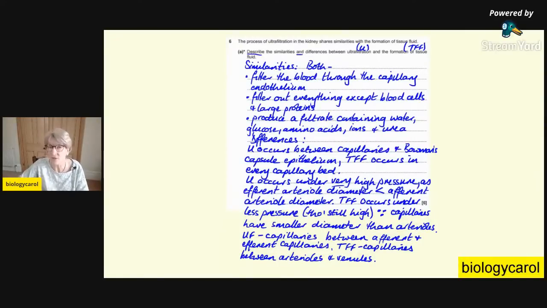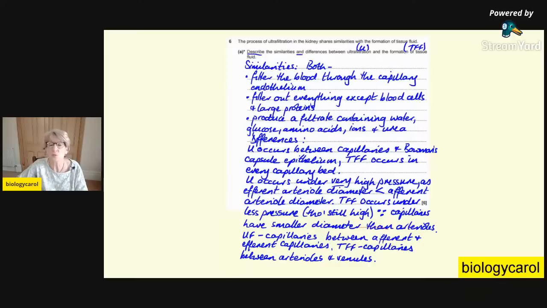Ultrafiltration occurs under very high pressure, as the efferent arteriole diameter is less than the afferent arteriole diameter. Tissue fluid formation occurs under less pressure, although it is still high, because capillaries have a smaller diameter than arterioles. Here I am using A-level standard knowledge. I'm not going beyond what you're expected to know.